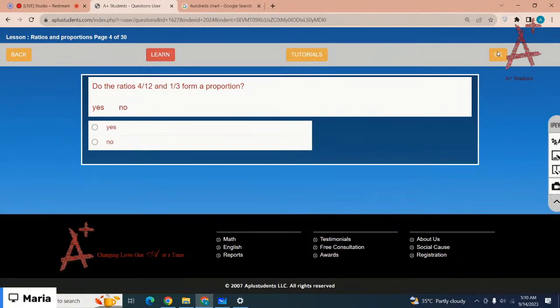Do the ratios 1 by 12 and 1 by 3 form a proportion? You can solve this question in your notebook. Just write down the answer in the chat box, yes or no.